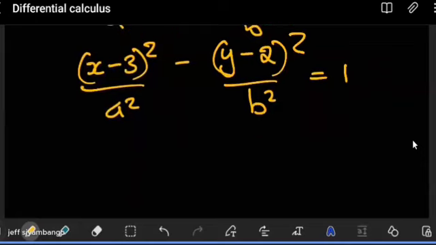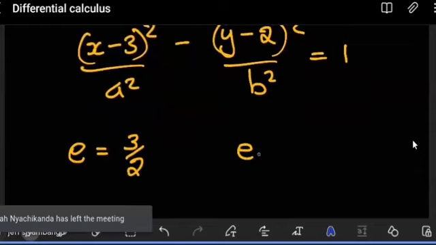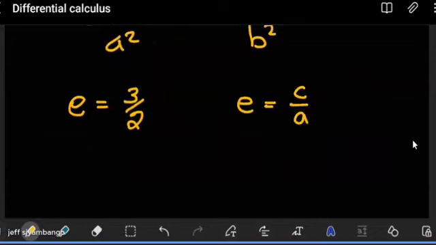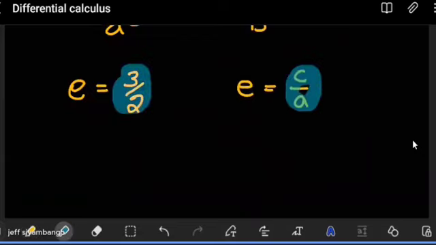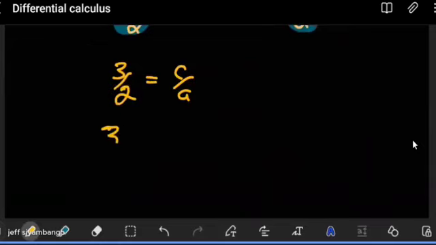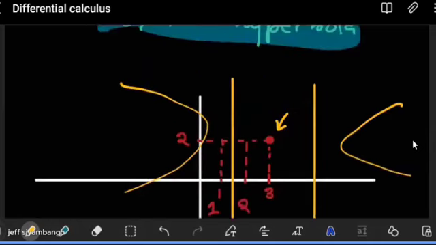Next up, from our eccentricity, we have E equals 3 over 2. But we recall that eccentricity by definition is equal to C over A. So we have 3 over 2 equals C over A, and finally, 3A equals 2C. Once you reach this part, we can't go any further than this, so we're going to hold on to this as equation 1.